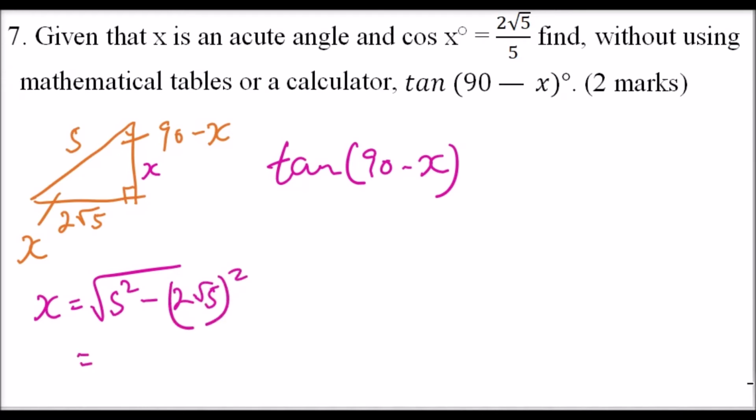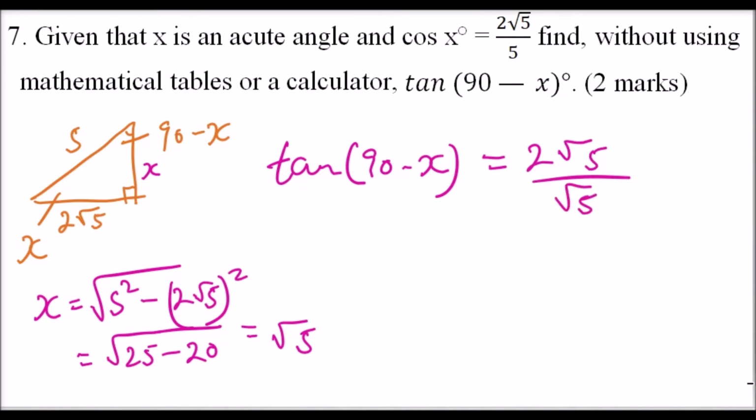So that means it is equal to the root of 25, minus this. 2 squared is 4, root 5 squared is 5. So 4 times 5 is 20. So this is equal to root 5. So it means that the tangent of this angle is opposite over adjacent, which the opposite is 2 root 5 and adjacent is root 5. So we can divide root 5 by root 5. It means that the tangent of 90 minus x is equal to 2, and that's how you work that out. You get yourself 2 marks.